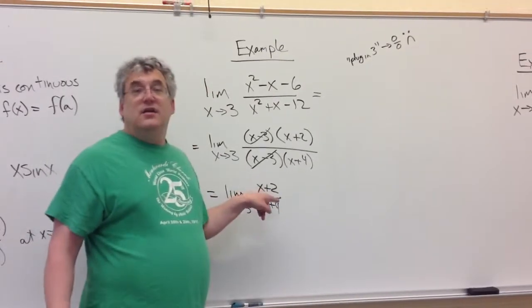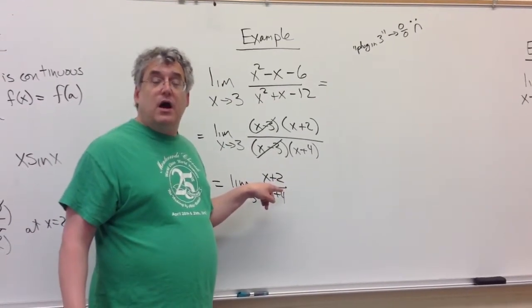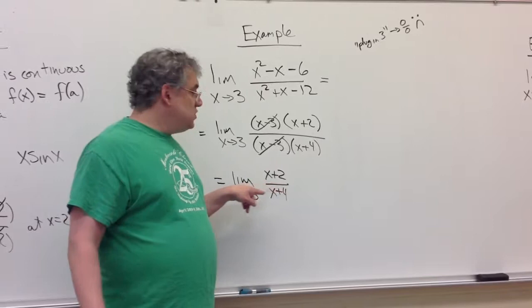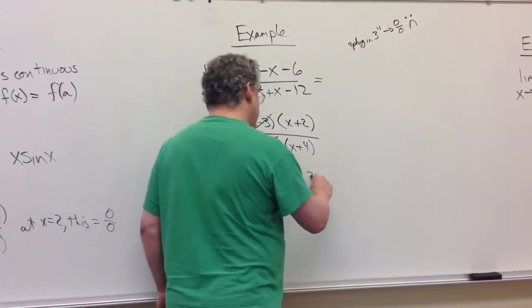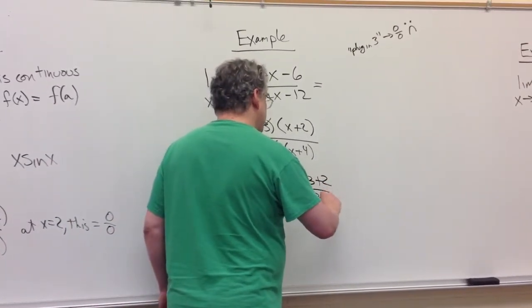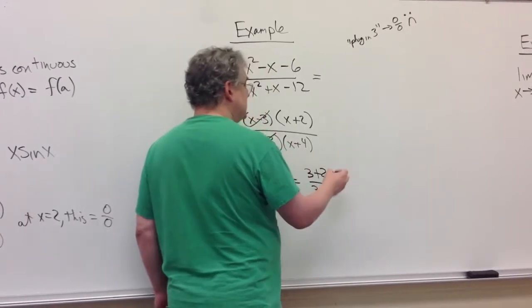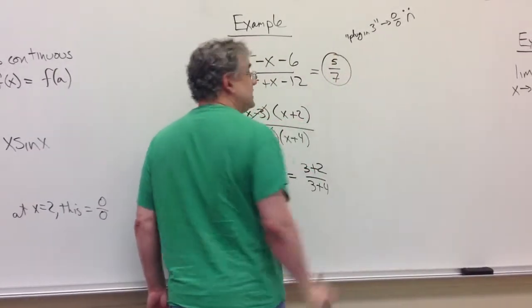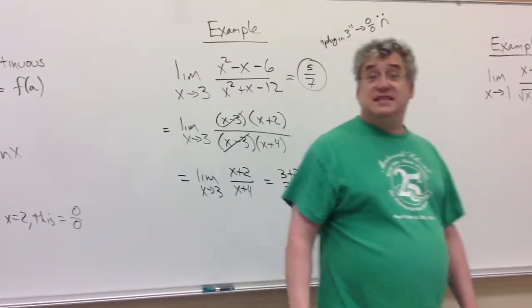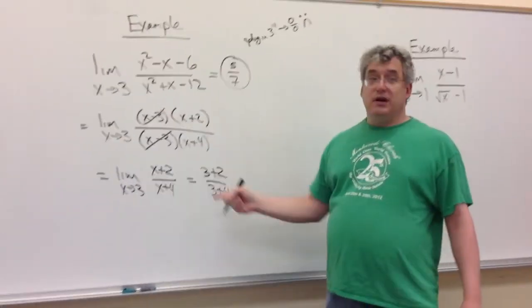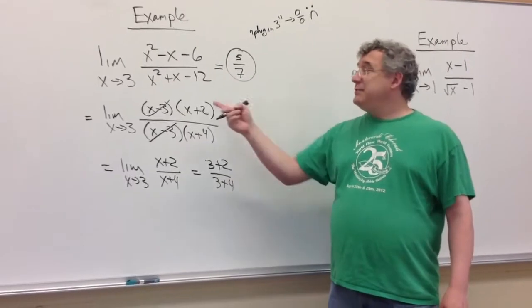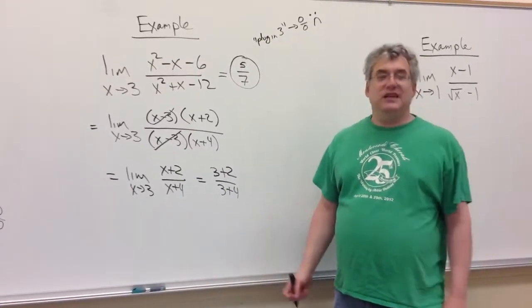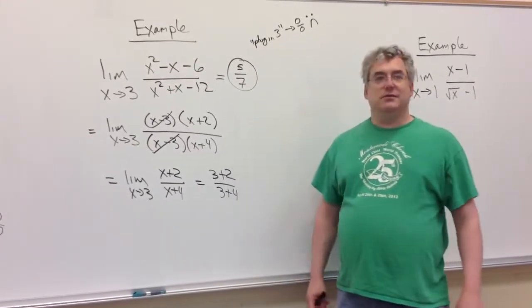And notice, this is now continuous at 3. There are no problems at all. So we can just plug in. So that's 5 over 7. And that's our answer. That's exactly how easy it is to do these kind of problems. It's a lot better than doing it in a table. At least I think so. Tables are fun, they're big, this is faster.